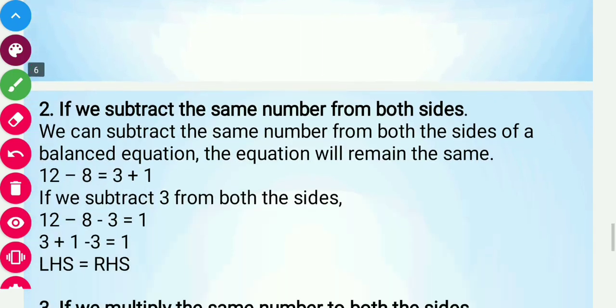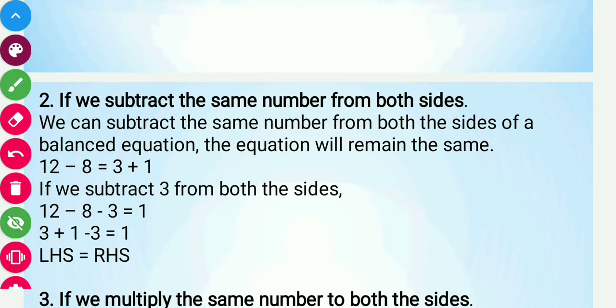In the same way, we have another operation. If we subtract the same number from both sides, take the same equation, 12 minus 8 is equal to 3 plus 1. I have decided to subtract 3 from both sides. 12 minus 8 minus 3, the value is 1. Again, 3 plus 1 minus 3, again the answer is 1. That means, this is very important, if the same number is subtracted from both sides, then at last the equation will remain the same.